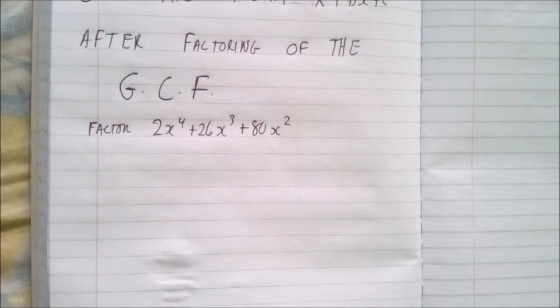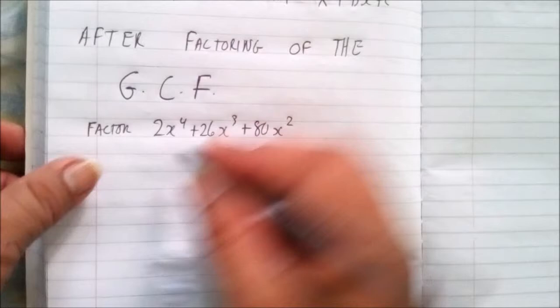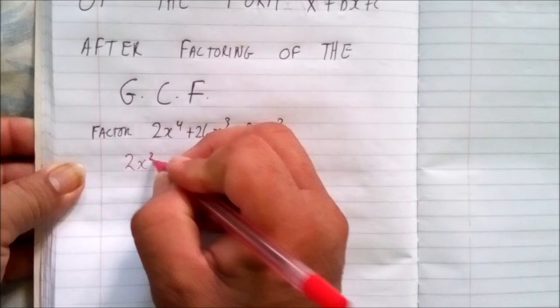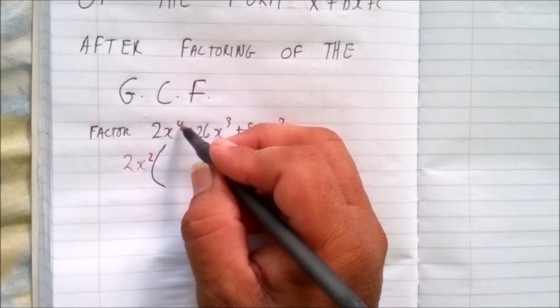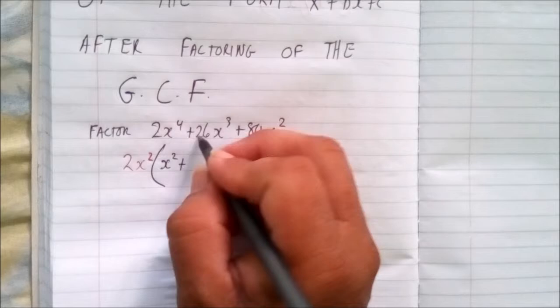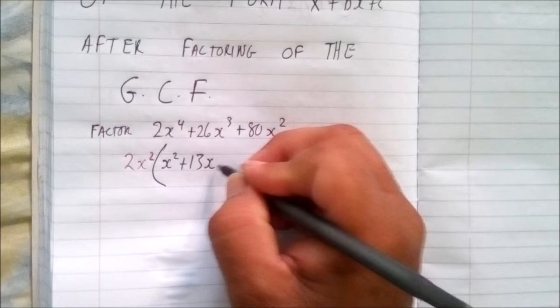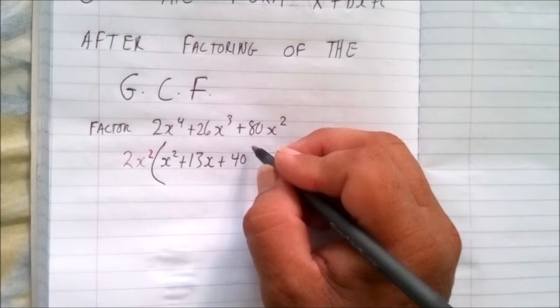So let's start. We will factor out the 2x squared. So I put here 2x squared, okay? And so when I say 2 divided by 2, that's 1. x to the 4 divided by x squared gives us x squared. 2 into 26 gives us 13. x cubed divided by x gives me simply x. 80 divided by 2 gives me 40. And x squared divided by x squared gives me simply 1. We have reached up to that point.